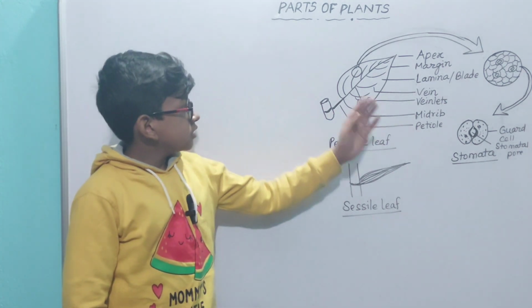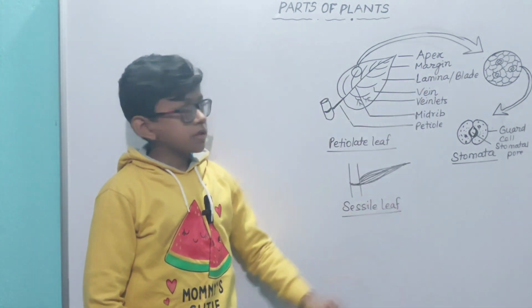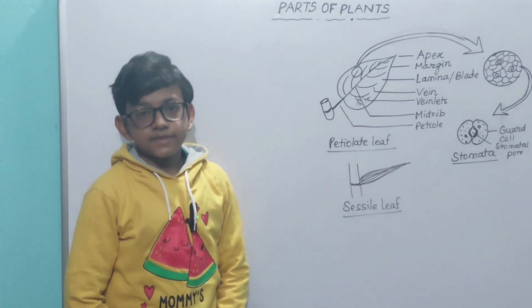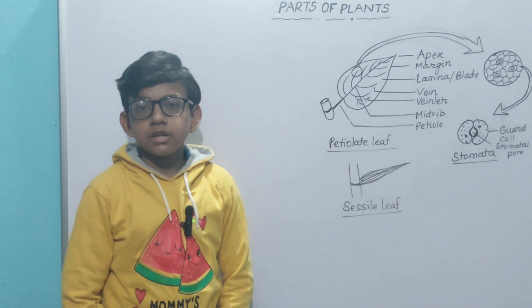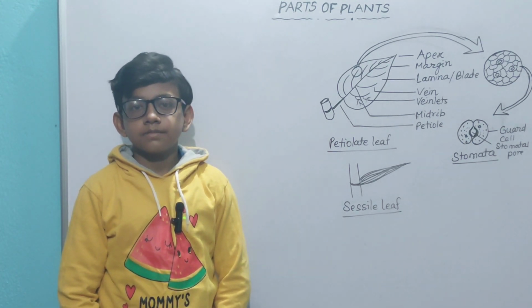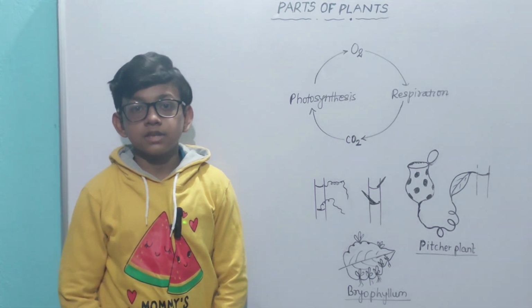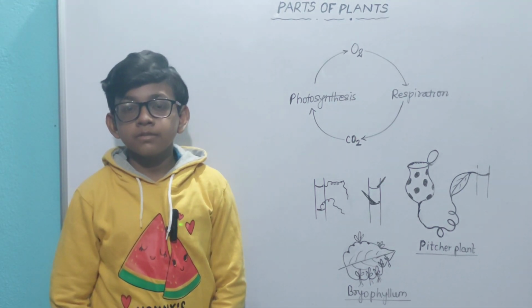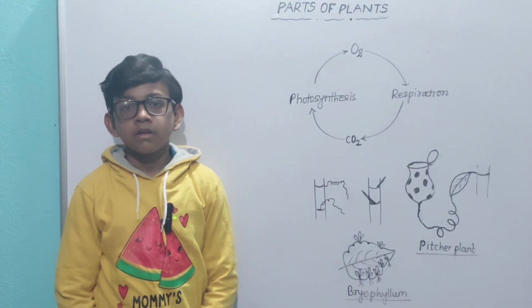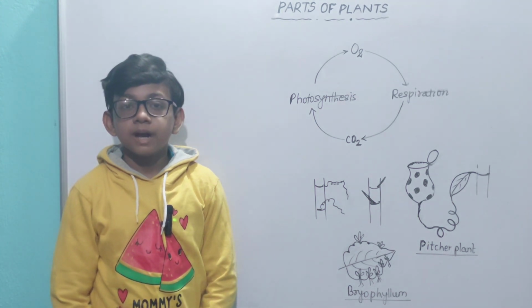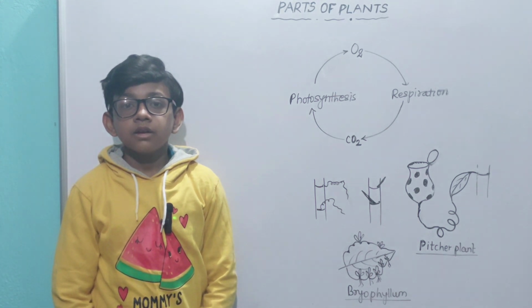Now, stomata. Stomata are tiny pores on the surface of leaves. They help in transpiration, respiration, etc. Now, let's know about functions of leaves. First, photosynthesis. Plants make food by the process of photosynthesis. For photosynthesis, plants need CO2, water, sunlight, and chlorophyll.